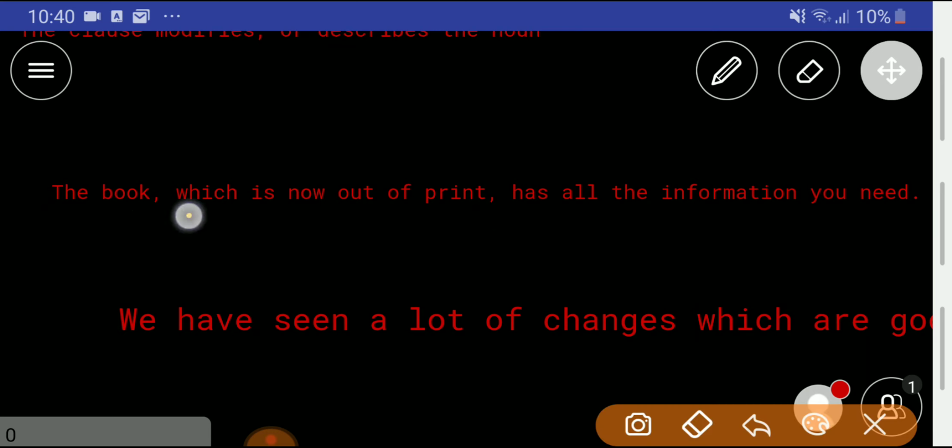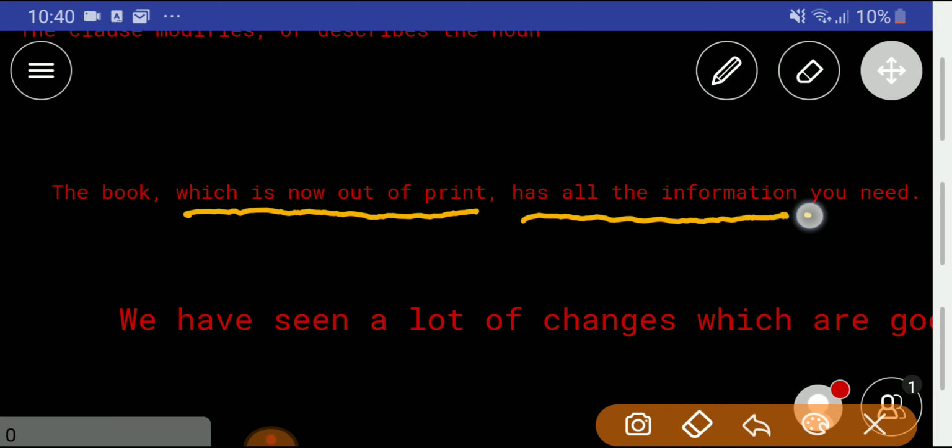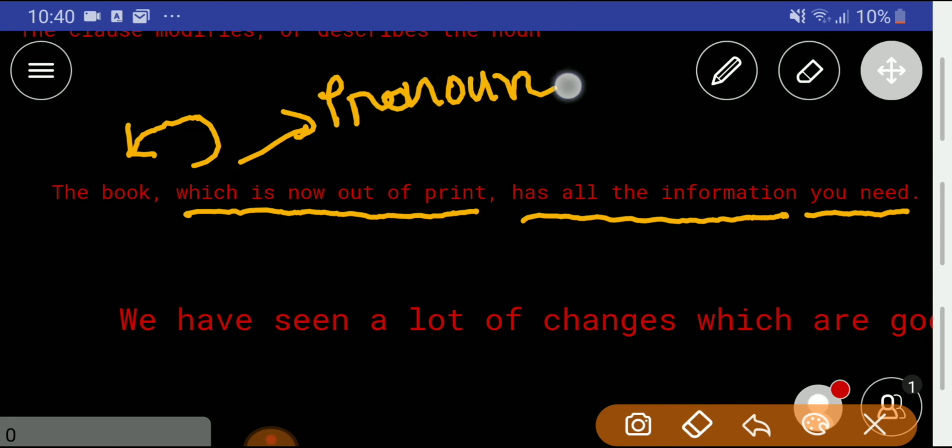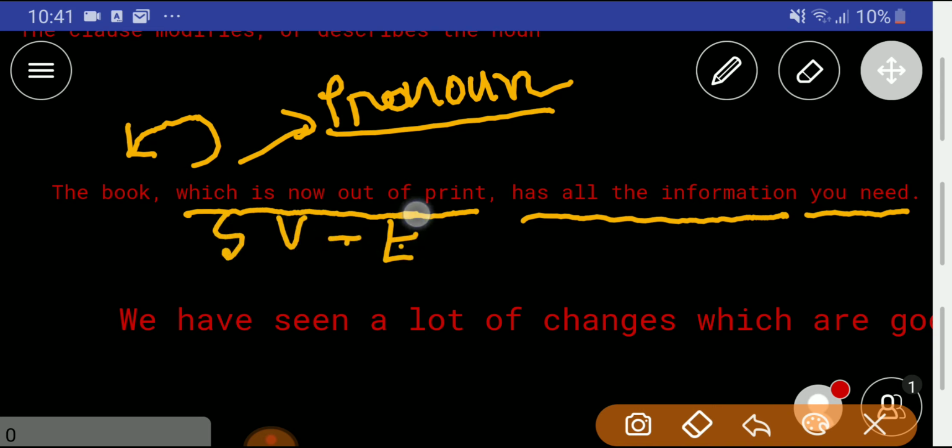The book, which is now out of print, has all the information you need, right? Look here, "which" is indicating the noun "book." So "which" is a pronoun, and it is the subject of this clause. This is subject, verb plus extension. "Which is now out of print" is a clause, and "the book has all the information you need" is also a clause, right?